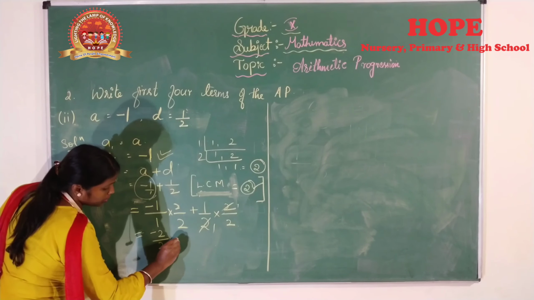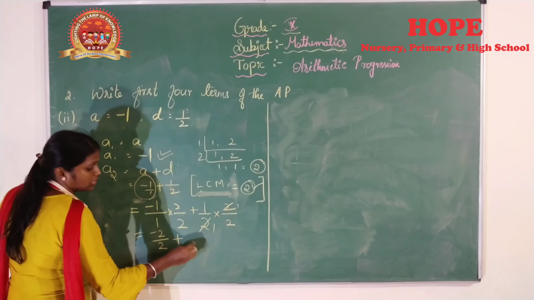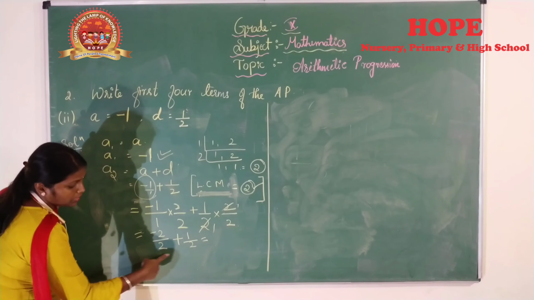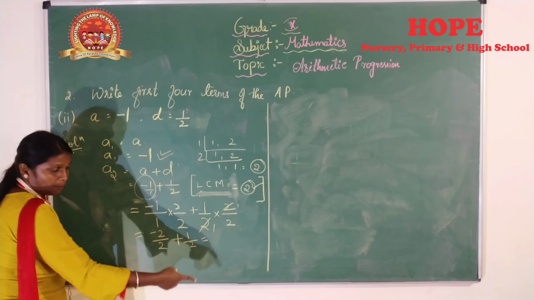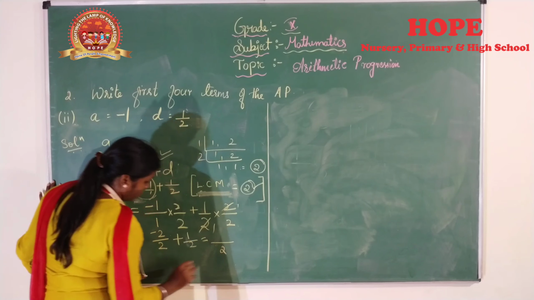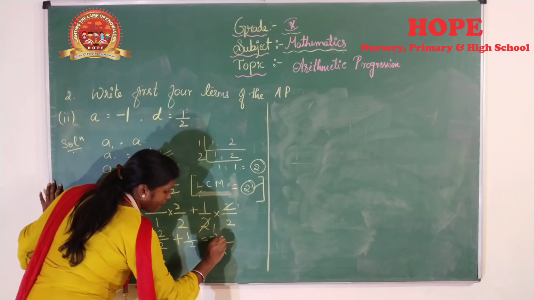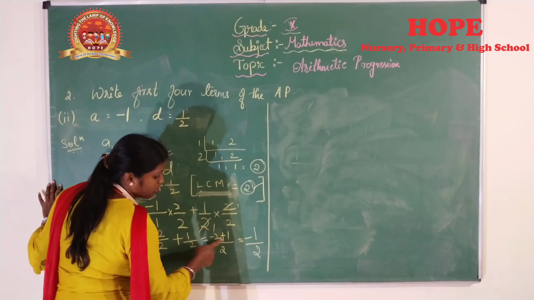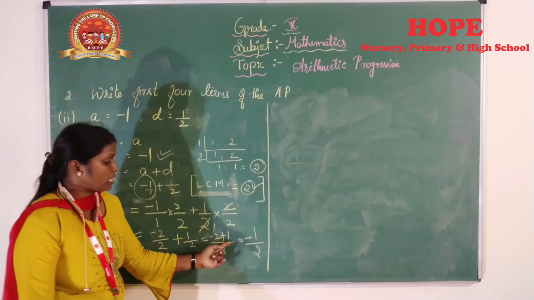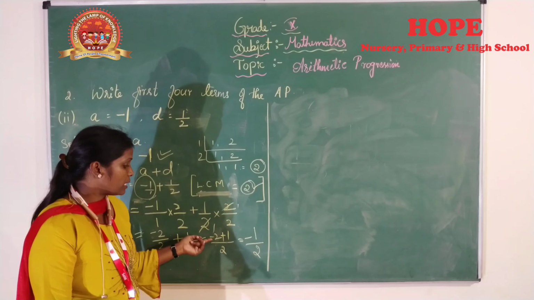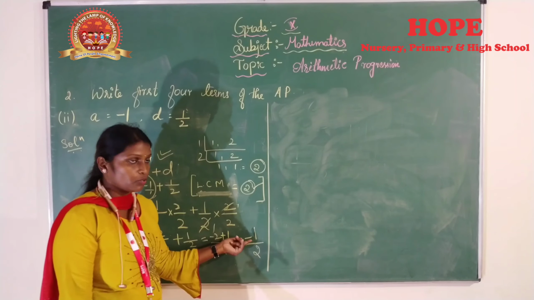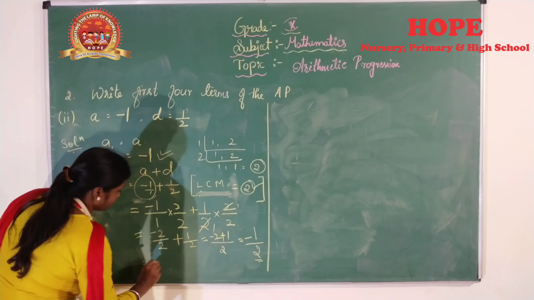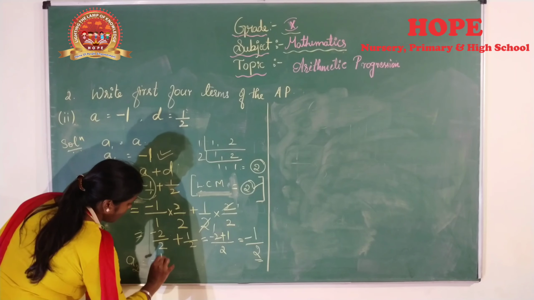Minus 2 by 2 plus 1 ones are 1 by 1 twos are 2, which is equal to, the denominators are equal, so we can add or subtract. So the common denominator we are taking here, minus 2 plus 1, which is equal to minus 1 by 2. Minus 2 plus 1, minus plus is minus, so 2 minus 1 is 1, and the greater number is 2, and the sign of the greater number is minus, so we have placed minus over here, and the 2 is the denominator we are taking. This is the second term.